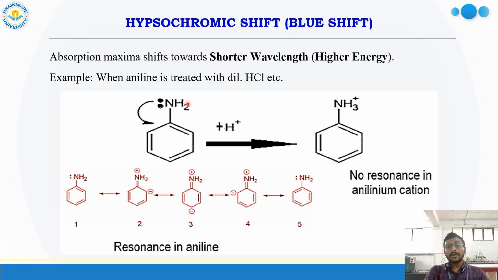Aniline has its own resonating structures, as you can see here. But if we add dilute acid, this lone pair of electrons on nitrogen attaches with the proton and becomes NH3 plus, and this extra NH2 group resonance is not present inside this benzene ring. So nitrogen cannot donate the electron pair now. That is why the resonance is decreased, and that is why the absorption maxima shifts toward a shorter wavelength or a higher energy.